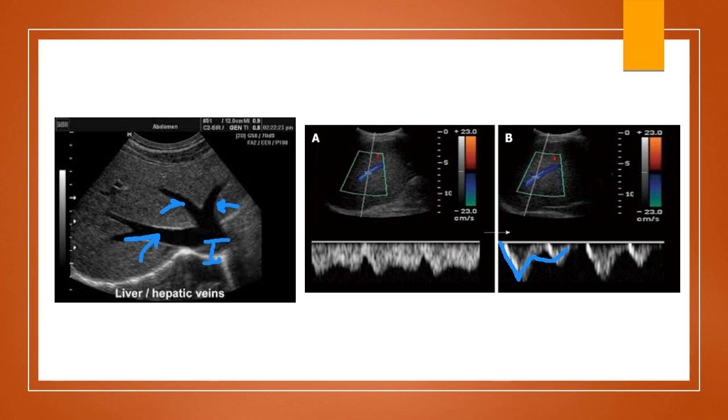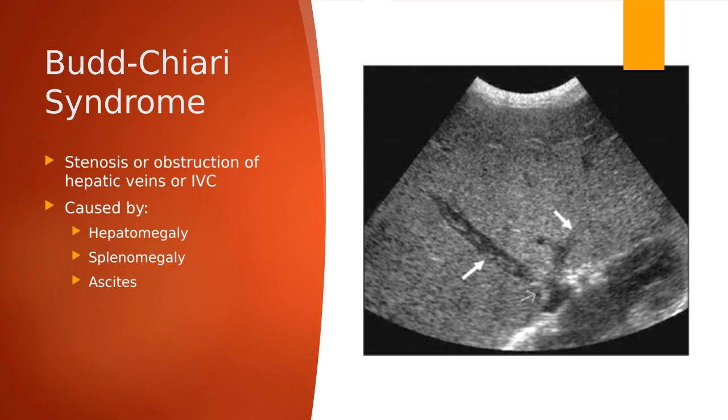But Budd-Chiari syndrome, again, just kind of pulling your attention back to this condition when we're doing liver Dopplers: stenosis or obstruction of the hepatic veins or the IVC can be caused by hepatomegaly, splenomegaly, ascites, can be a conditional thing, but it's pretty emergent, especially when it's affecting the IVC.